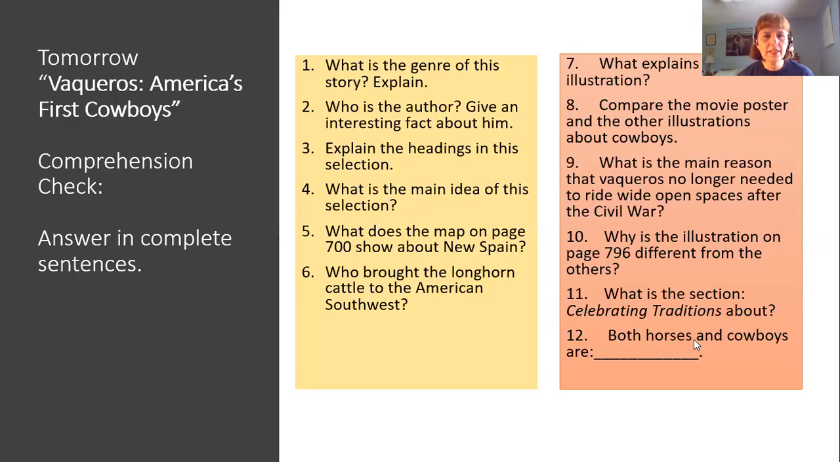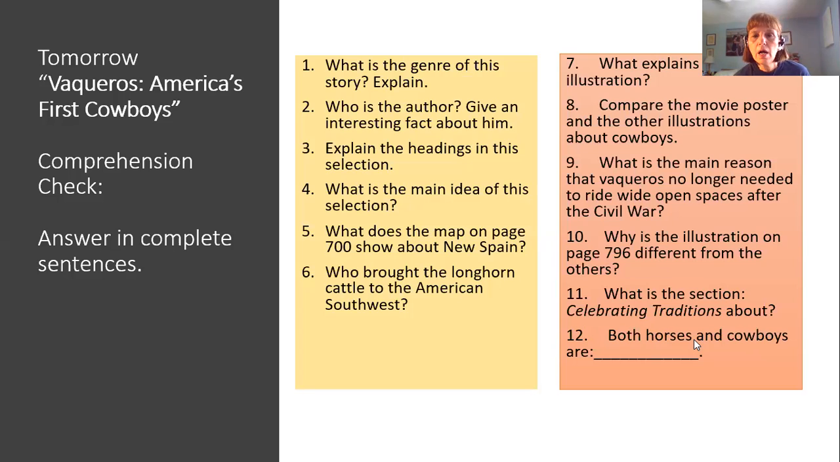What is the main idea of this selection? Well, we learn about the importance of vaqueros, especially to work with cattle. On page 700, we have a map of New Spain, and this helps see the large size of the new territory. It was very big. Who brought the longhorn? Well, the longhorn was brought by Coronado. He introduced the longhorn in the American Southwest. This is on page, I believe, 701.